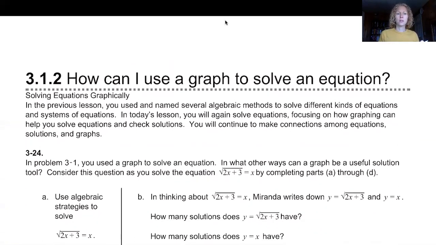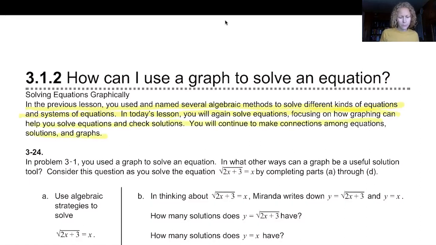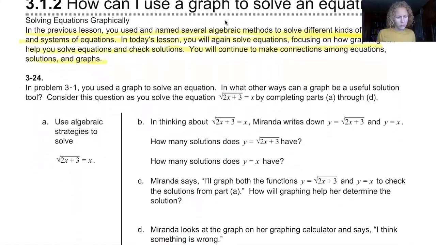Okay, so this is just a reminder again. In the previous lessons, you named several algebraic methods to solve different kinds of equations and systems. I think you did some homework on systems. You're going to learn to solve more equations focusing on how graphing can help you solve them to check solutions. So this is the first question right here.